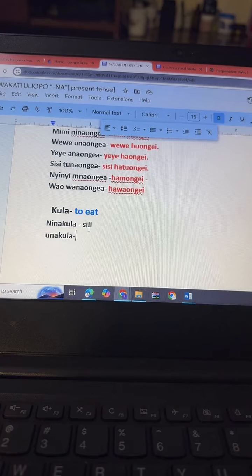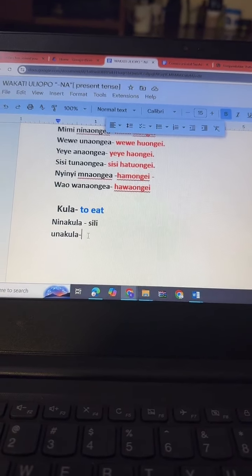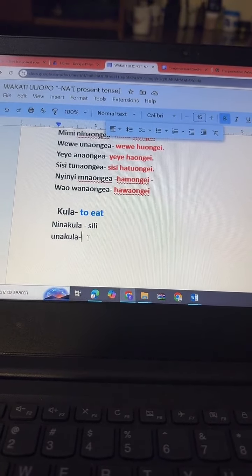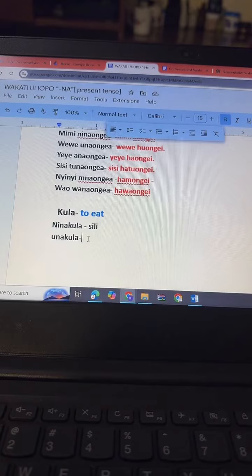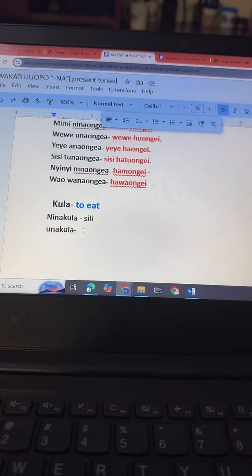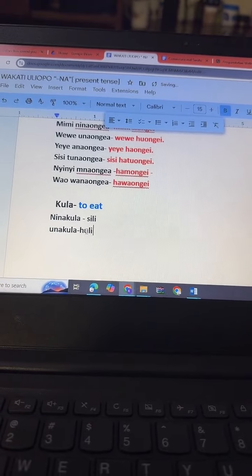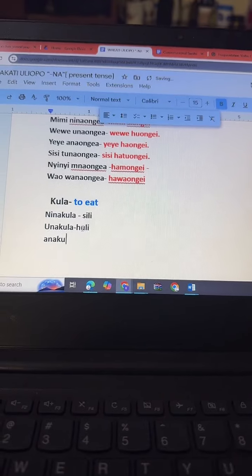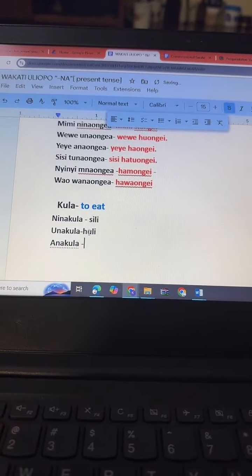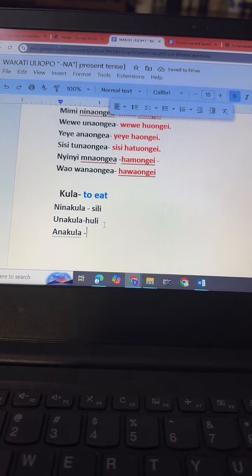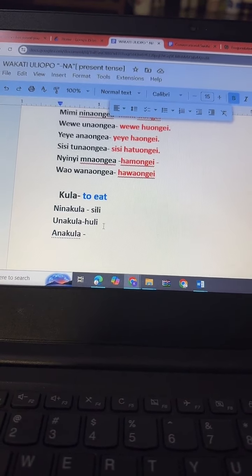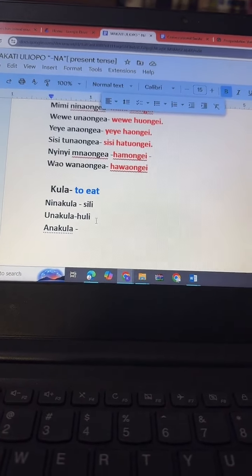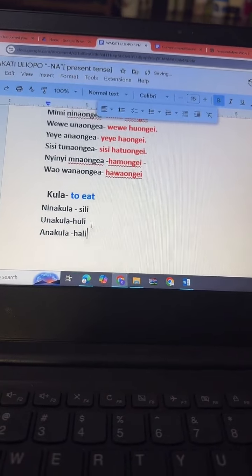Okay, ninakula will be sili. What about unakula? How do you negate this? Unakula. Dennis, usili. No. Okay, asante. Francie, huli. That's very correct. Huli, you're not eating. Okay, anakula. Anakula, he or she is eating. We want to say he is not eating. Hali, asante Abdikafar, hali, he's not eating.